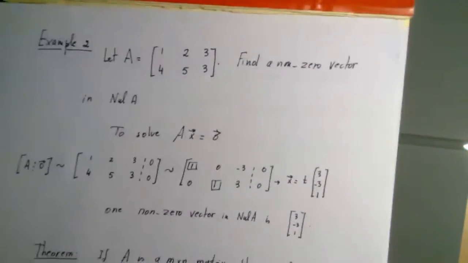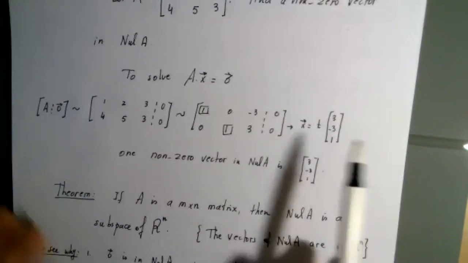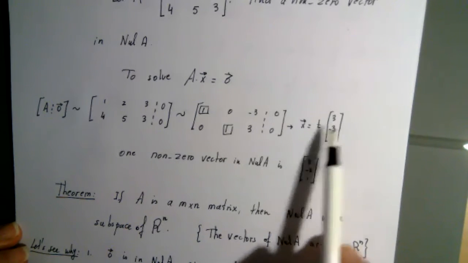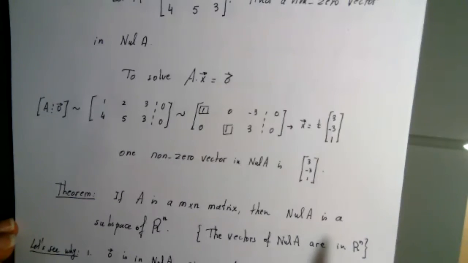So there are a lot of vectors in the null space. Every scalar multiple of that is in the null space. So one non-zero vector, you pick t equal to 1, gives you 3, minus 3, 1. Okay, so what is the null space?